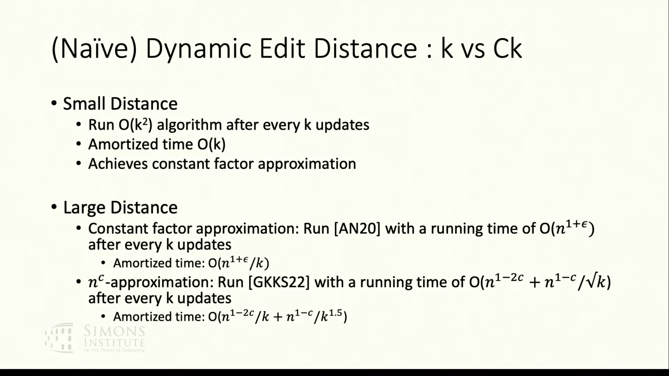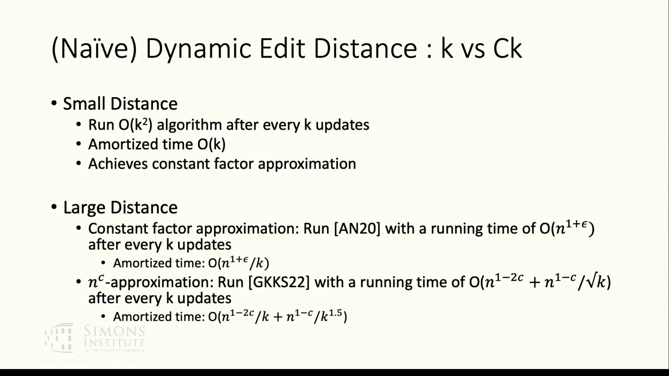When the distance is small, we'll be running this order k squared algorithm, but we do not need to run it after every update. If you are allowing, say, constant factor approximation, we can run it after every k updates. Since we are saying that k and 2k are fine, it's not that we have to run this k squared algorithm after every update. We can run it after every k updates. Then the amortized update time becomes order k. So this achieves constant factor approximation with amortized time order k.